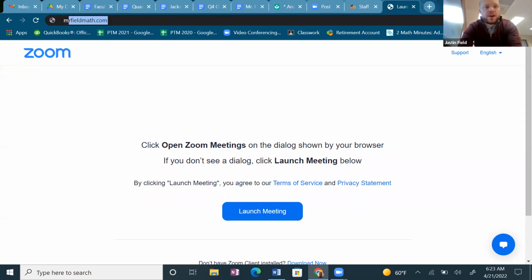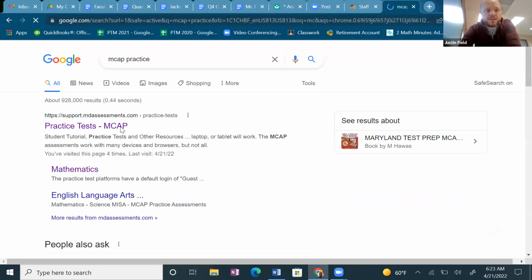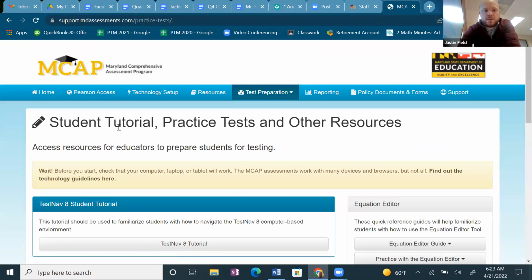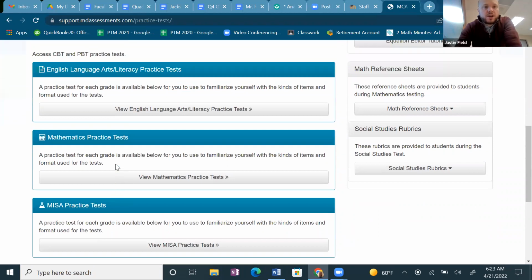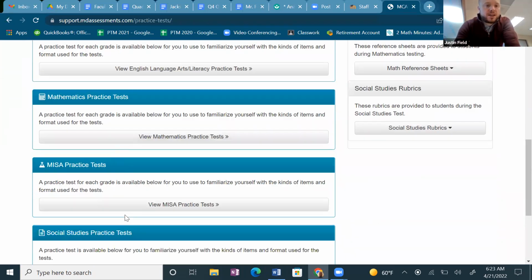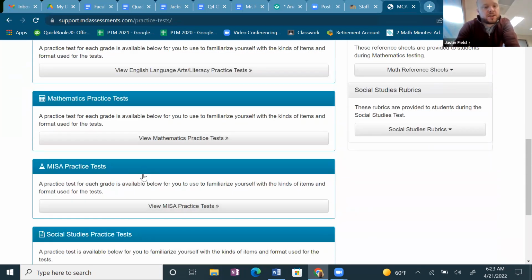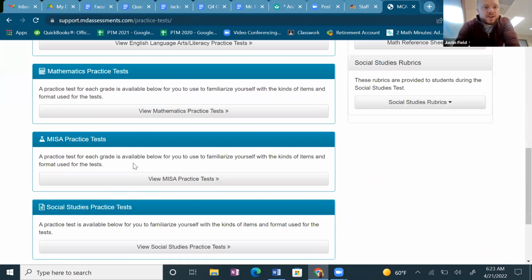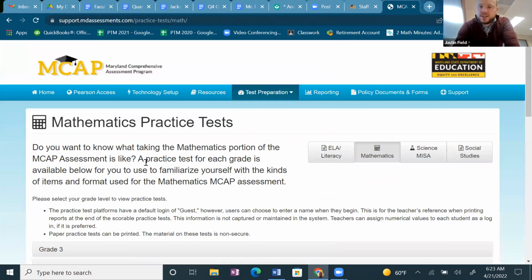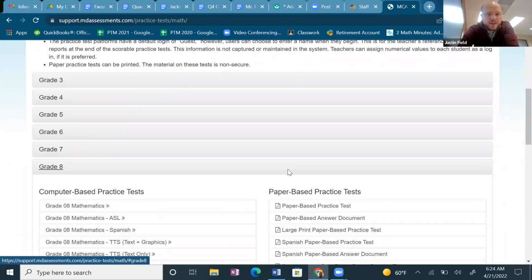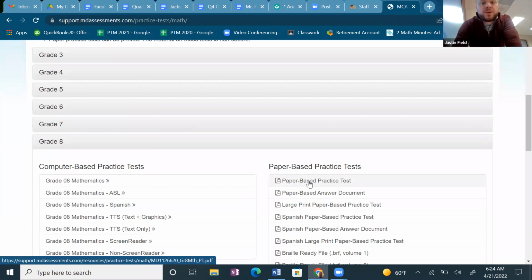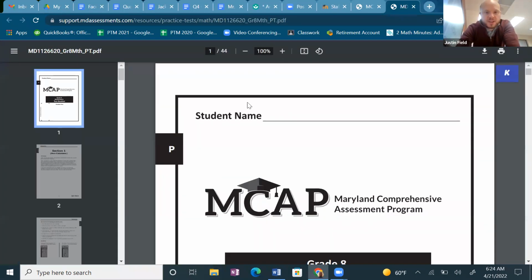So I'm just going to type MCAP practice and it comes right up on Google, practice test. So we're taking English, math, science, social studies. It's back. There's been some years where they didn't have all the tests. They're all back. Lots of tests now. So we're going to do grade 8 right now. I like to click on the paper based because then it's just a PDF, a nice 44-page PDF. Isn't that the best?